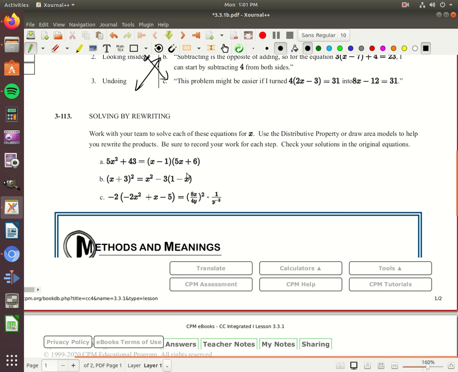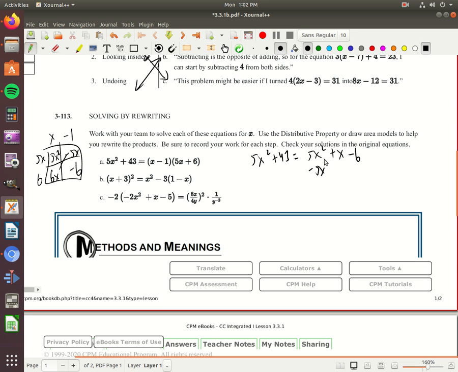All right, and then finally it says let's solve these by rewriting. So I guess we can kind of do these one at a time. On this one, I get 5x squared plus 43 is equal to, well, I'm going to rewrite this. This looks kind of crazy, so I'm going to just go to an area model over here and make this easier for myself. I'll get 5x squared, 6x minus 5x minus 6. So this equals 5x squared plus x minus 6. Hopefully you guys see 6 minus 5 is 1.